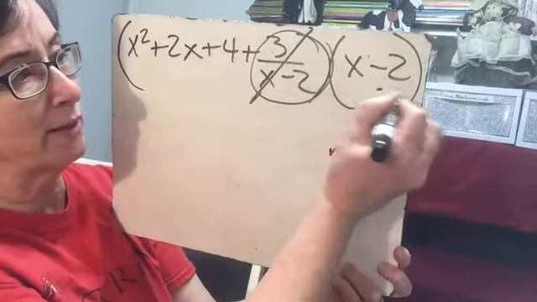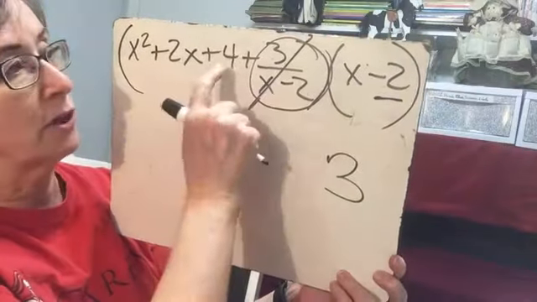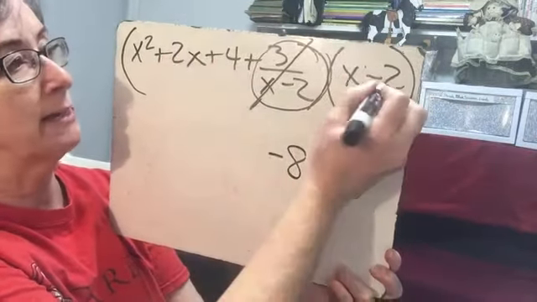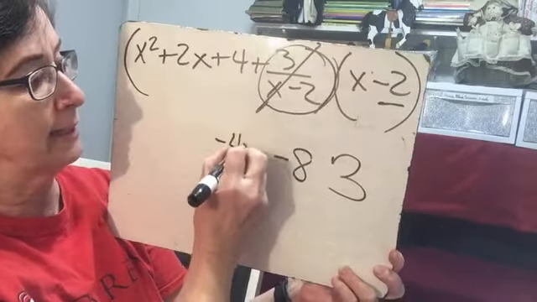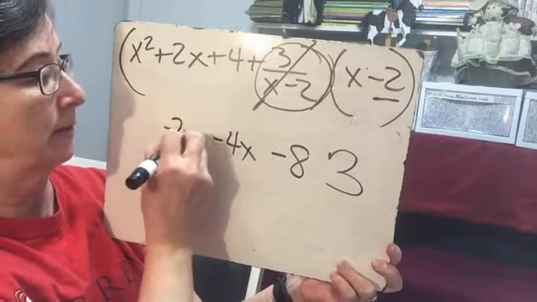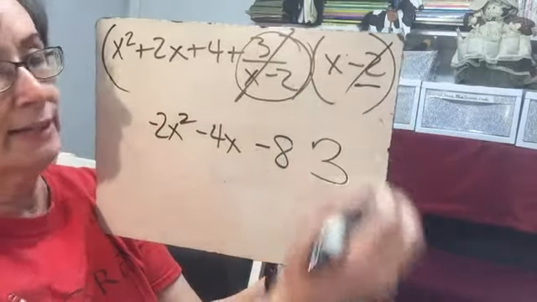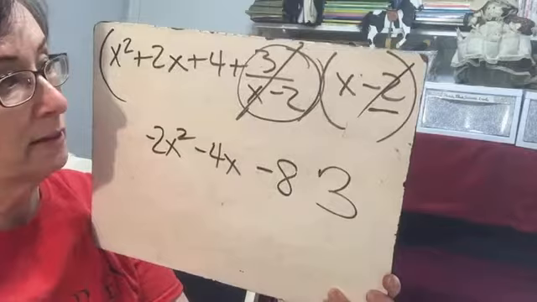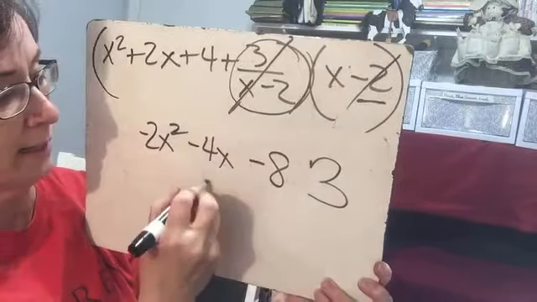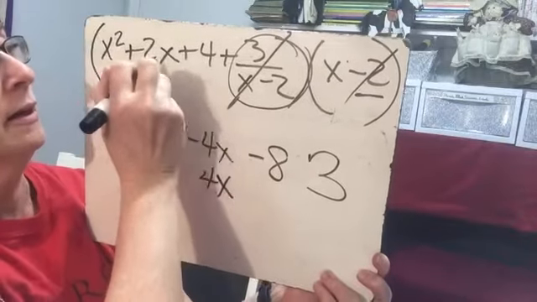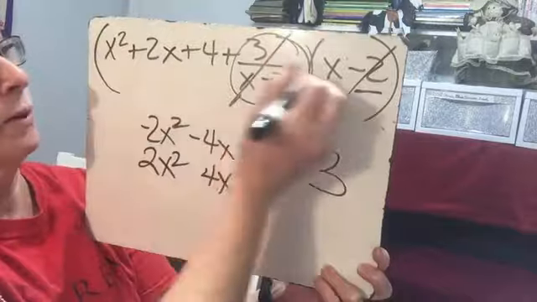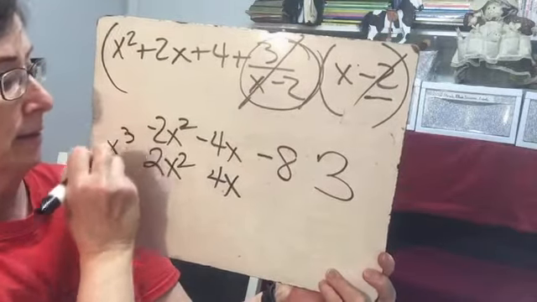So let's do everything by the -2 first. So 4 times the -2 is a -8. 2x times the -2 is a -4x. X squared times the -2 is a -2x squared. So now I've done the -2 by everything. Now I'm going to do the x by everything. So 4 times x is 4x, so we'll put it right there. 2x times x is 2x squared. X squared times x is x cubed.